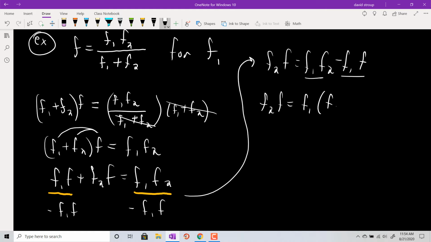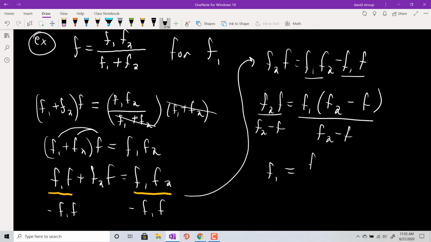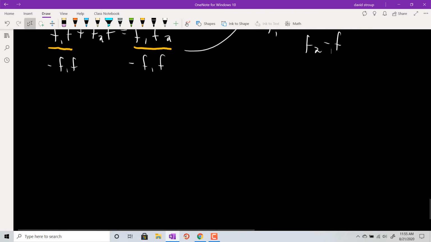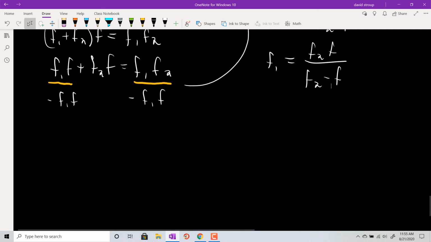So it's a reverse distribution, if you will. Okay. And then I'm there. All I have to do is divide both sides by F2 minus F, and flip-flop the sides, so I'll put F1 over here. And I have F2 F all over F2 minus F. Okay? And that would be my answer. Okay, so very important in the science disciplines. We got to make sure you can handle that stuff. So there it is.